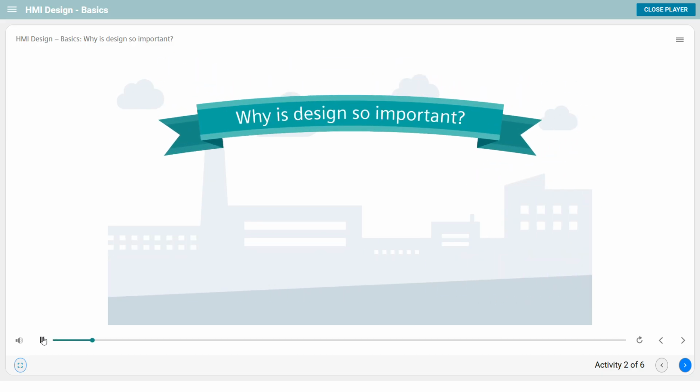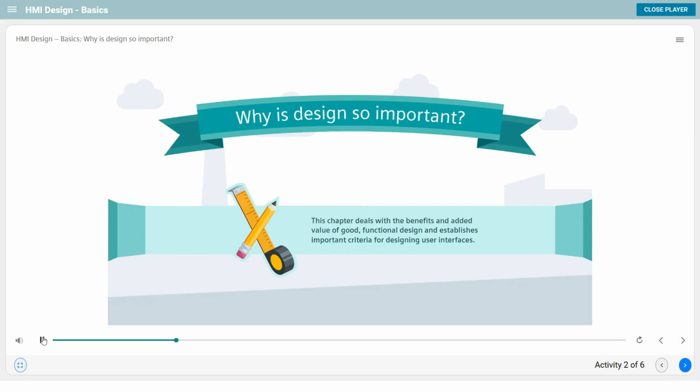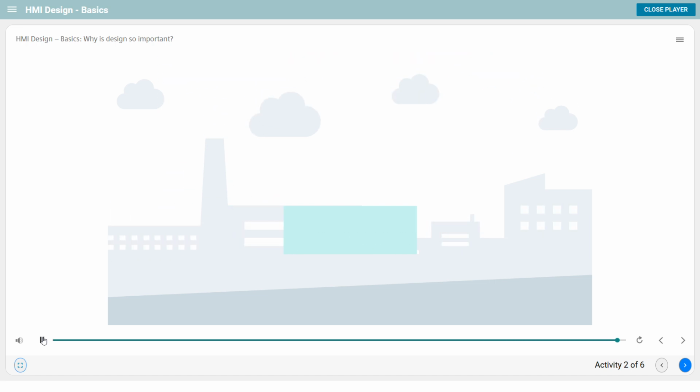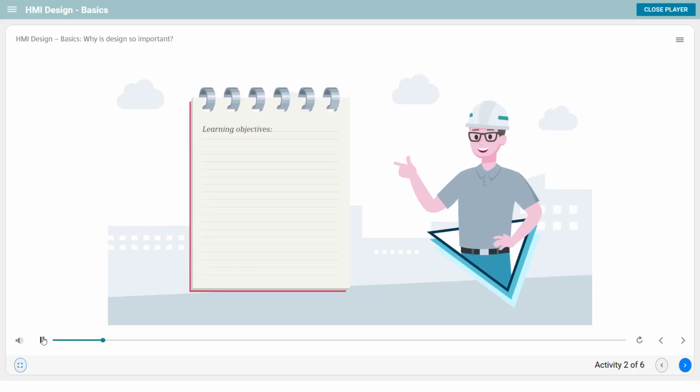The focus of today's chapter, Why is Design So Important?, is to define benchmarks for the benefits and added value of good, functional design and derive important criteria for the practical design of user interfaces. In this chapter, you'll learn the definition of design and which aspects play a role in good functional design. Find out what practical added values this creates for a good user interface design. Let's get started.